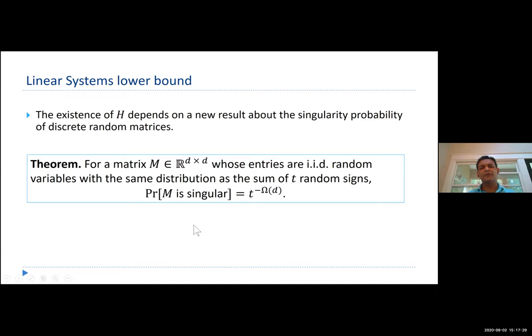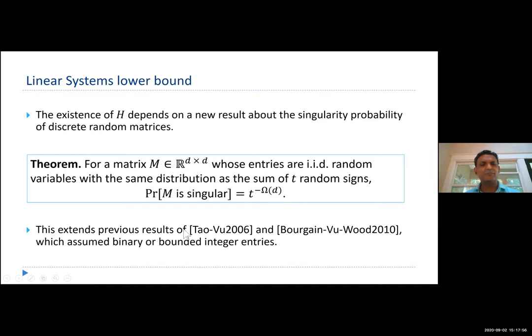Every entry of the matrix is picked IID random, so a random matrix in the standard sense. The way we make it an integer is that it's a sum of t random plus or minus ones. So in principle, it's anything between plus t and minus t. And what we show is that the probability that this matrix is singular, the determinant is zero, is t to the minus constant times d.